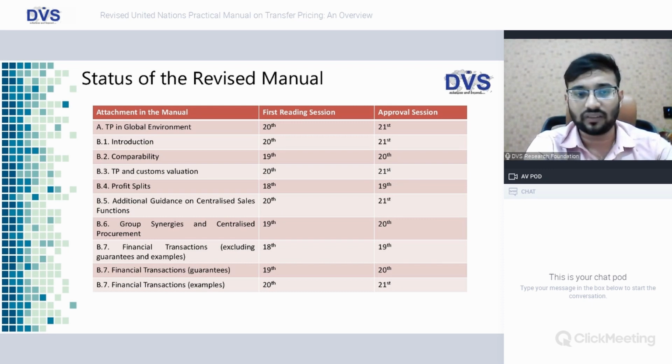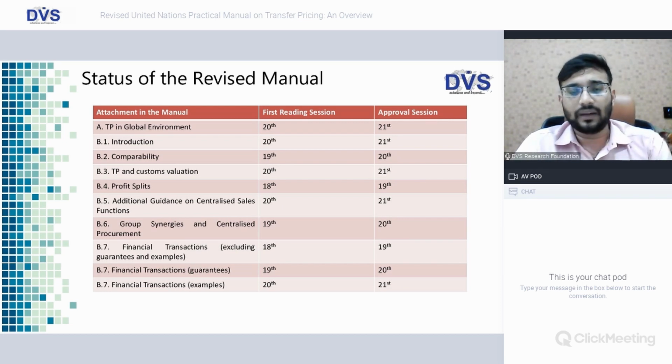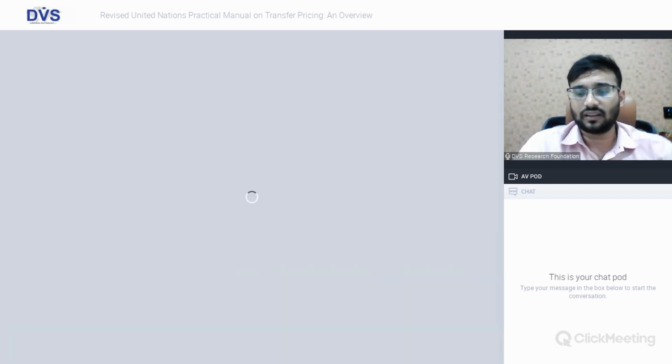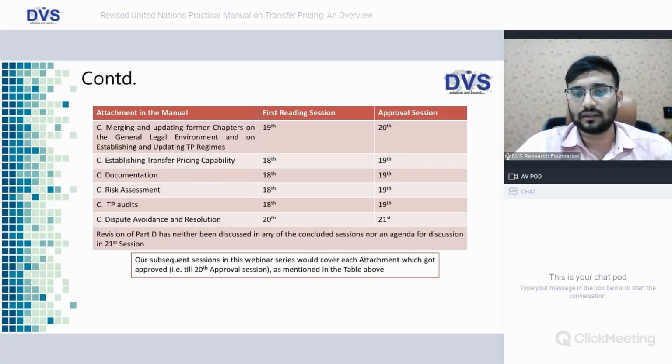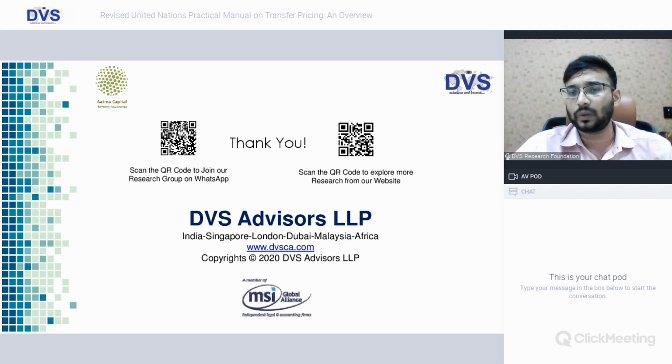Group synergies and centralized procurement discussed in the 19th session, got approved in the 20th. Financial transactions, excluding guarantees and similar examples, discussion happened in the 18th, got approved in the 19th. Same way, financial transactions relating to guarantees, the discussions happened in the 19th, and got approved in the 20th. Financial transactions, apart from guarantees, will get approved in the 21st session.